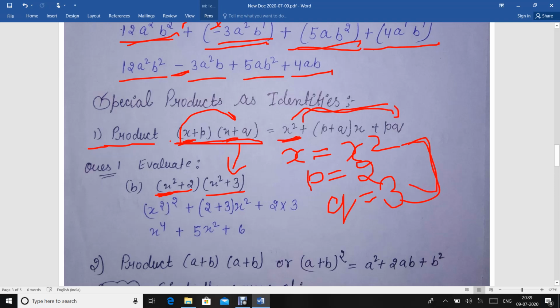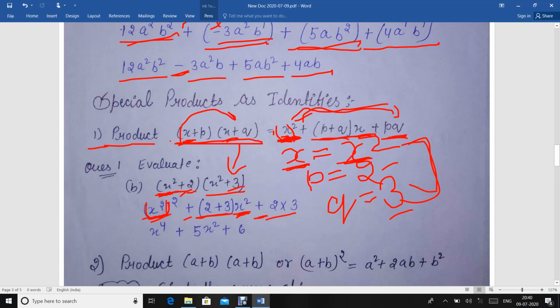See, first is x, so at the place of x you need to put x square. So this is x square, and the power of this is 2, so you need to raise the power of this x square to 2, plus p plus q. P is 2 and q is 3. P plus q means 2 plus 3, into x, so you need to put here x square, plus p into q means 2 into 3.